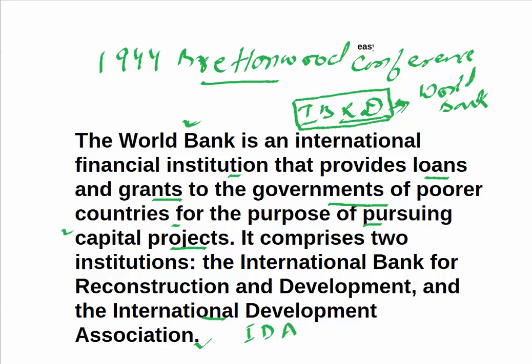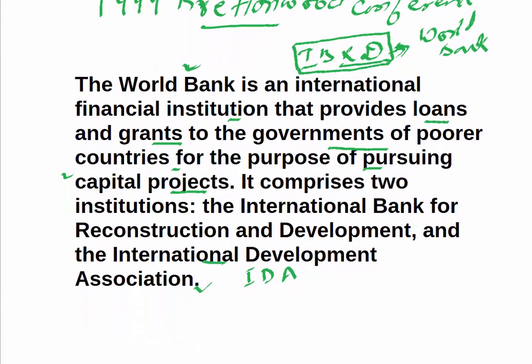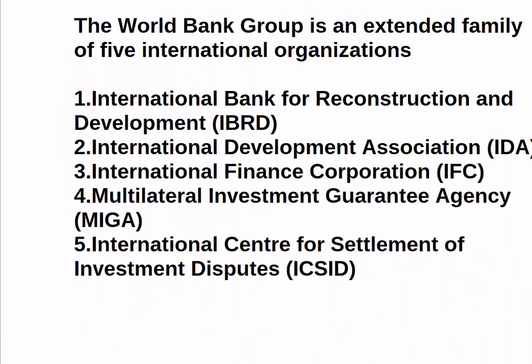Now, the World Bank Group consists of 5 international organizations. And these are first IBRD, already there, then IDA, International Development Association, then International Finance Corporation, IFC, Multilateral Investment Guarantee Agency, MIGA, and International Center for Settlement of Investment Disputes.